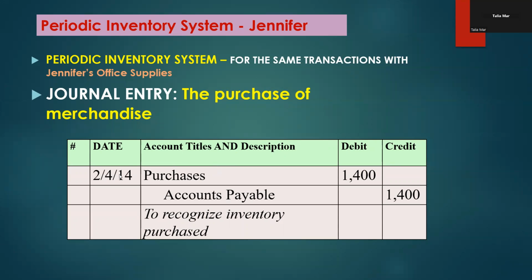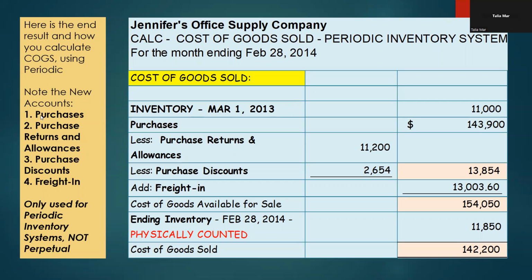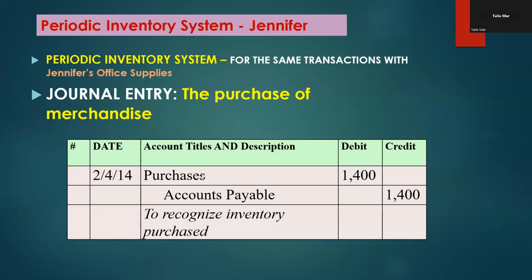Okay. So with the periodic inventory system, we only use certain 4 accounts. And let's go back here. These are the new accounts: purchases, purchase returns and allowances, purchase discounts, and freight in. For perpetual, we just use inventory for that. Okay. So when we purchase something, those 4 accounts are temporary accounts. We close them down at the end of the year after we take physical inventory.